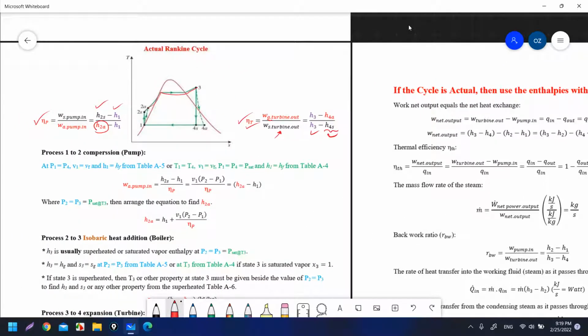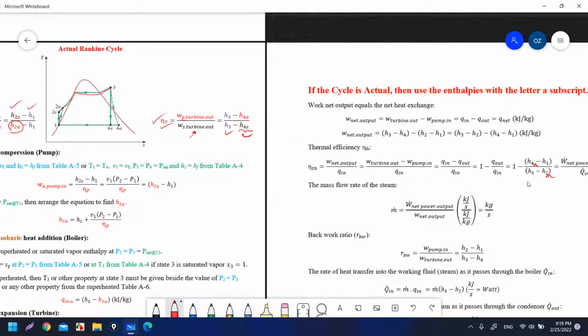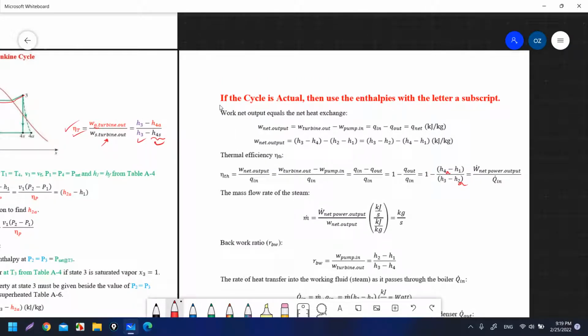As you can see, here it is 1, here it is 3. There is no difference. It is the beginning of the compression process and the expansion process. So it doesn't matter if you go like this for ideal or actual. That is the starting state for 1 and 3, so it doesn't matter if it is the ideal or actual Rankine cycle. So 1 and 3 are the same. Okay, so I need to put H4A here and H2A here. And I wrote this one: if the cycle is actual, then use the enthalpies with the letter A subscript.